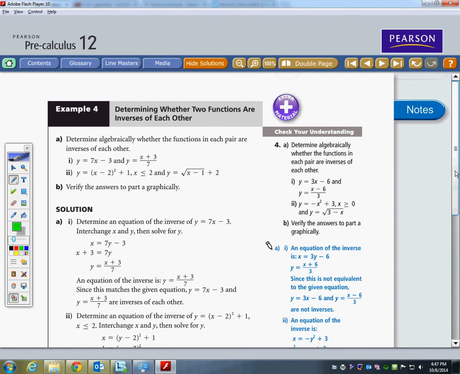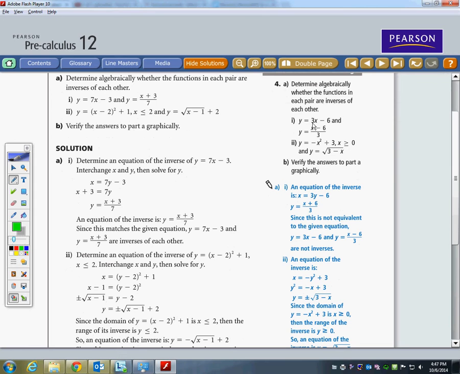Alright, so here are the solutions. So the y = 3x - 6, same idea. You switch the x and the y. Turns out it's not the same, is it? Because now here we get y is equal to (x + 6)/3, and there you were asked to see if it was the same as y is equal to (x - 6)/3. So no, these are not the same.